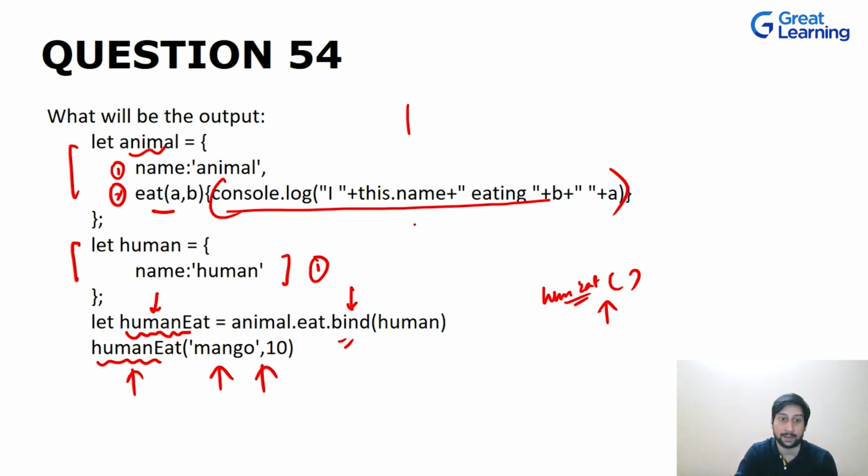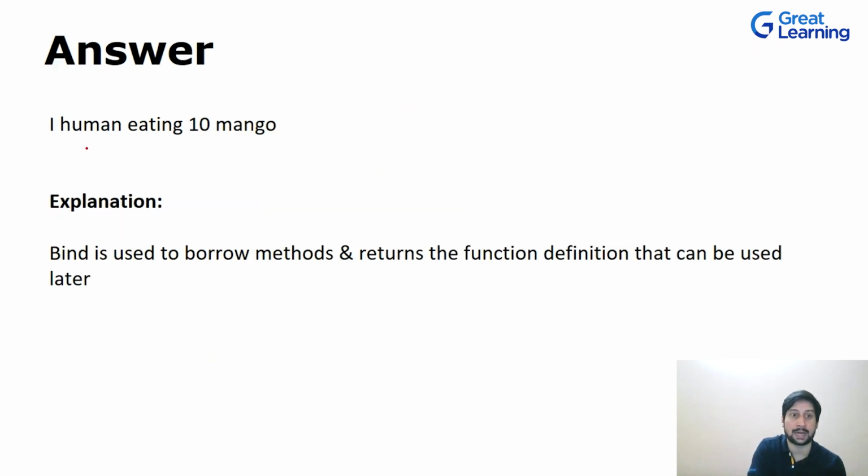Now this dot name refers to the current object. Now the current object is not animal, it's human, because we bound it with human, right? So I human eating 10 mango. This will be the output. I human eating 10 mango.